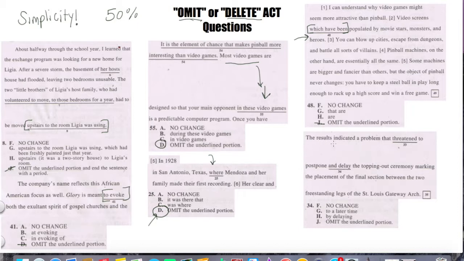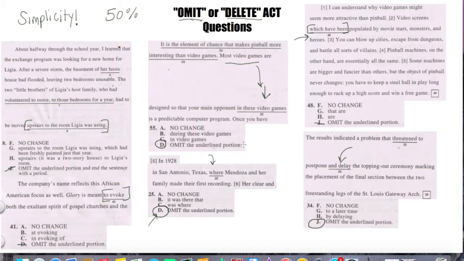And the last one, the results indicated a problem that threatened to postpone and delay the topping out. Okay, so this is the part we're being asked about. If we read the sentence without delay, the sentence would read, the results indicated a problem that threatened to postpone the topping out ceremony, marking the placement of the final sections between the two freestanding legs of the St. Louis Gateway Arch. Well, check it out. Postpone and delay mean the same thing. So this is a case where the sentence is redundant and omit is the best option.